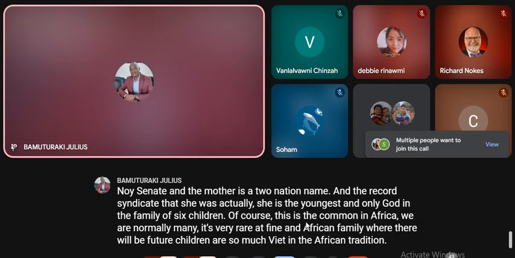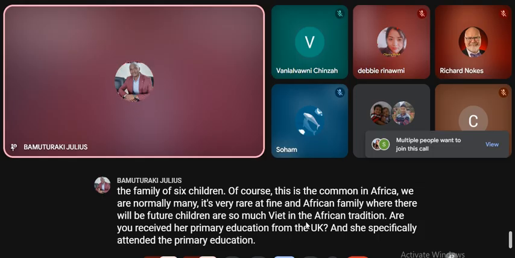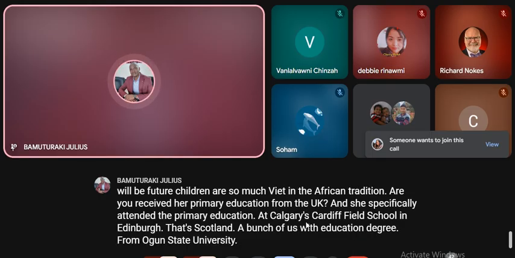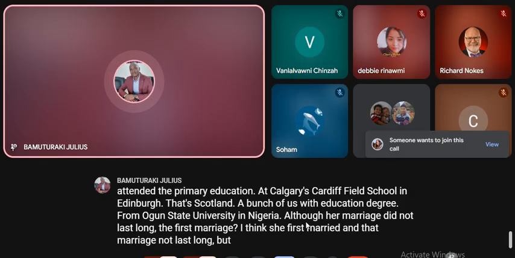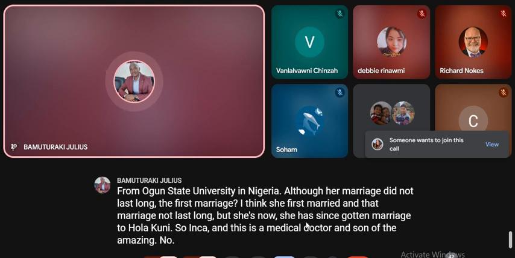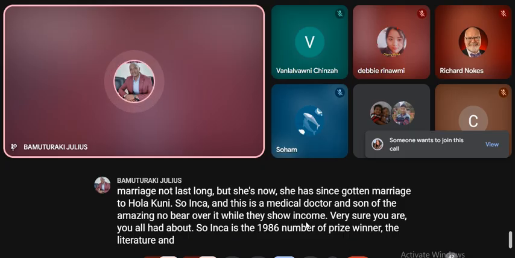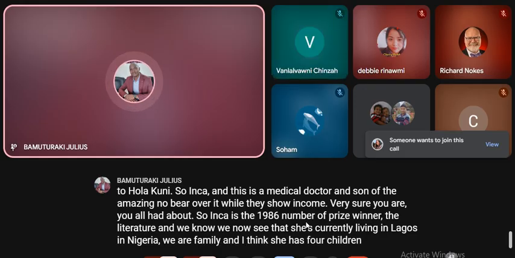in the African tradition. She received her primary education in the UK, at Cagfield School in Edinburgh, Scotland. She holds a Bachelor of Arts with Education degree from Ogun State University in Nigeria. Her first marriage did not last long, but she has since married Olakunle Soyinka, a medical doctor and son of the amazing Nobel laureate Wole Soyinka. I'm sure you've all heard about Soyinka, the 1986 Nobel Prize winner in literature. She currently lives in Lagos, Nigeria, with her family, and I think she has four children, two boys and two girls.